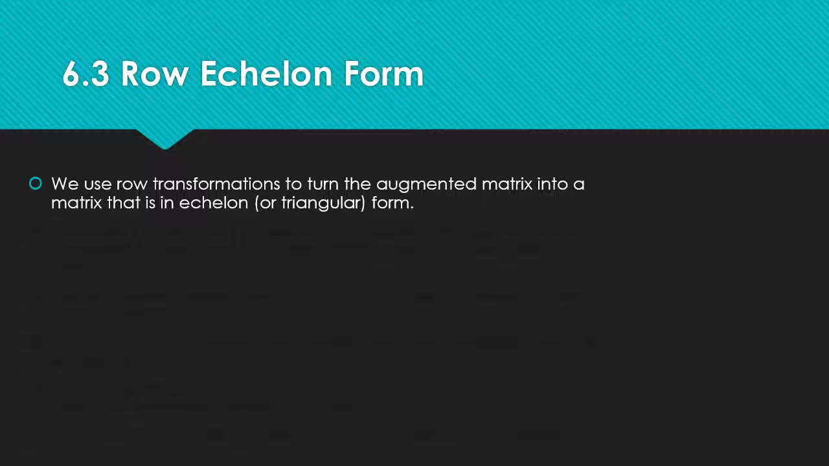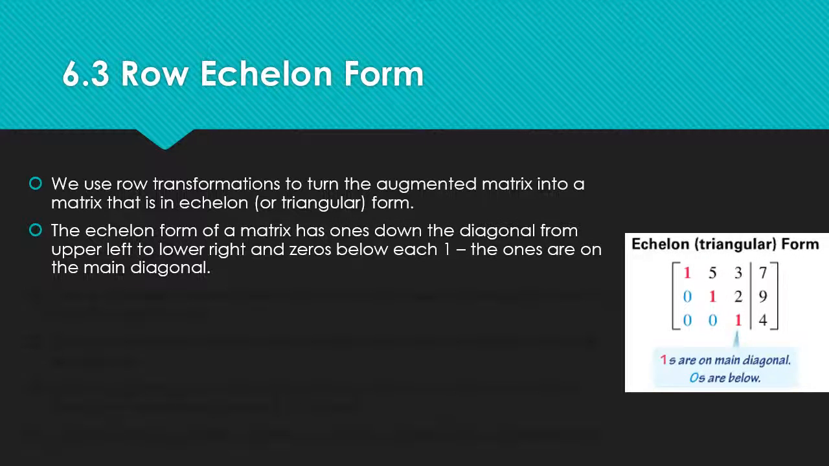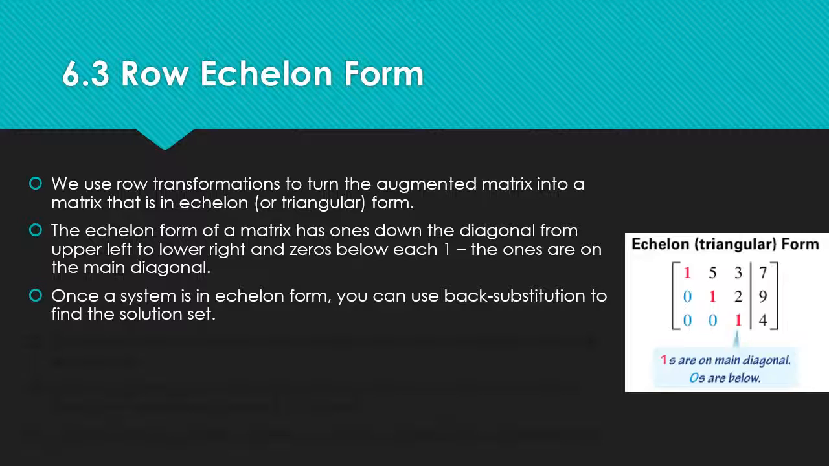We use row transformations to turn our augmented matrix into a matrix that is in echelon or triangular form. Echelon form of a matrix has ones down the diagonal from upper left to lower right. That's called the main diagonal, you see here. And you have zeros below each one. So above the ones, you've got numbers. Below and to the left, they're all zeros. Once a system's in echelon form, you can use back substitution to find the solution set. In other words, we will take this and change it back into 3 equations, and that's going to let us solve for what each variable is going to be.